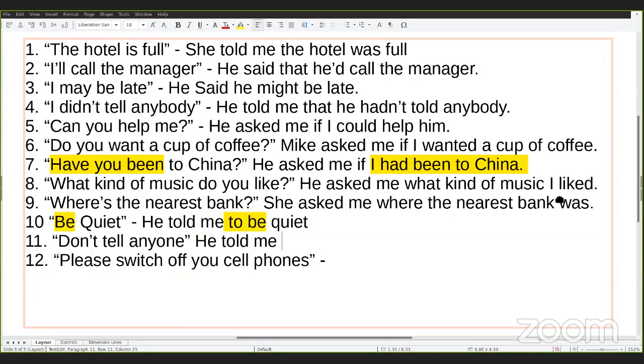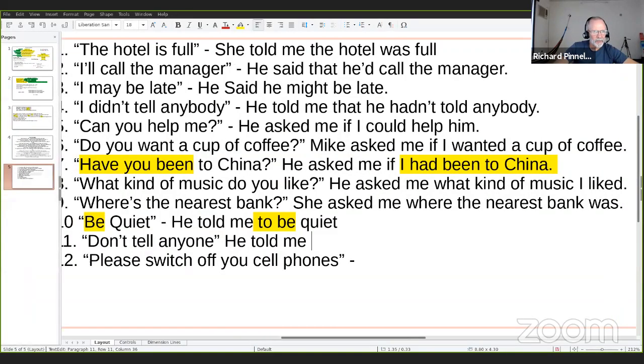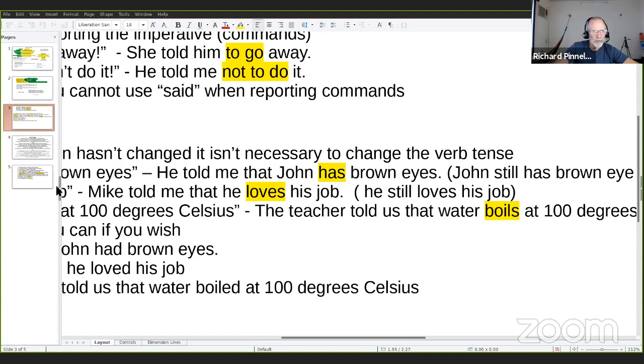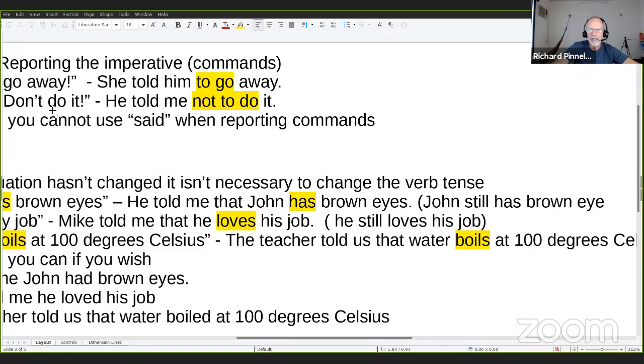Didn't... No, this is an imperative. Oh, it's not an imperative. Is it an imperative? No, I'm confused. No, it's just present simple negative. Sorry. Wait a minute. Yeah, sorry. It's a negative imperative. Don't do it. It's like a command.